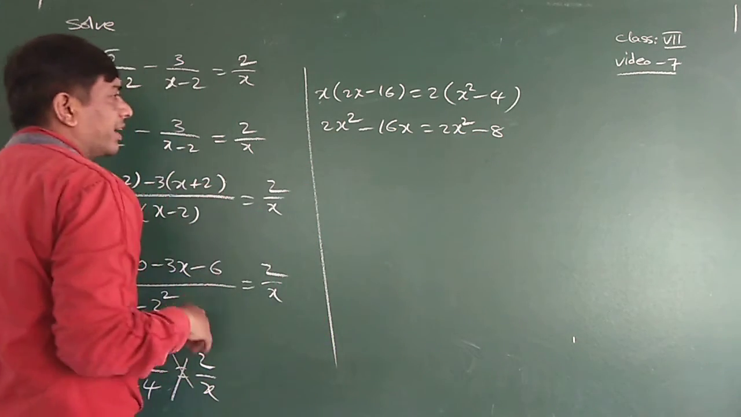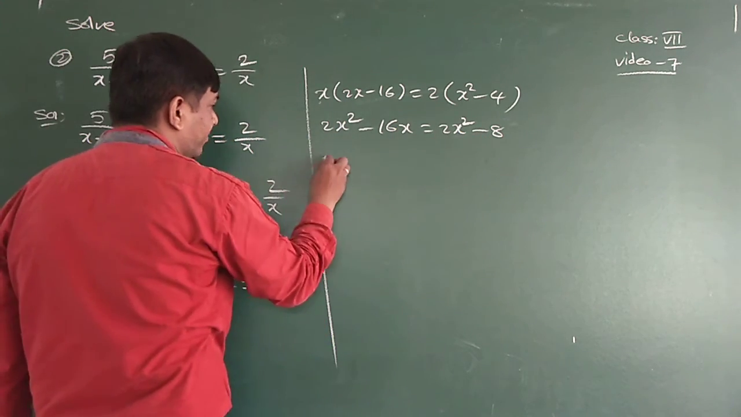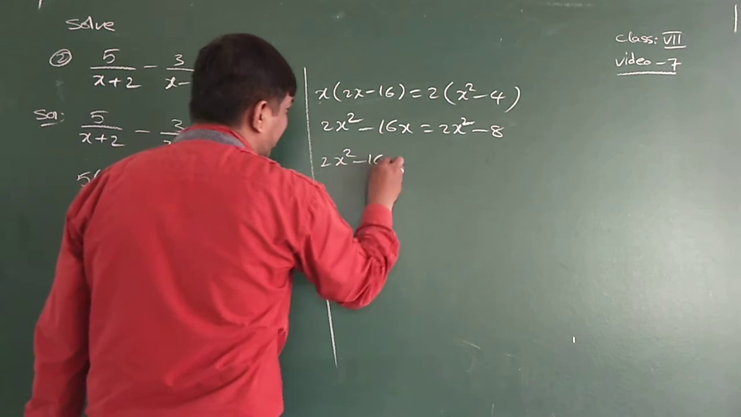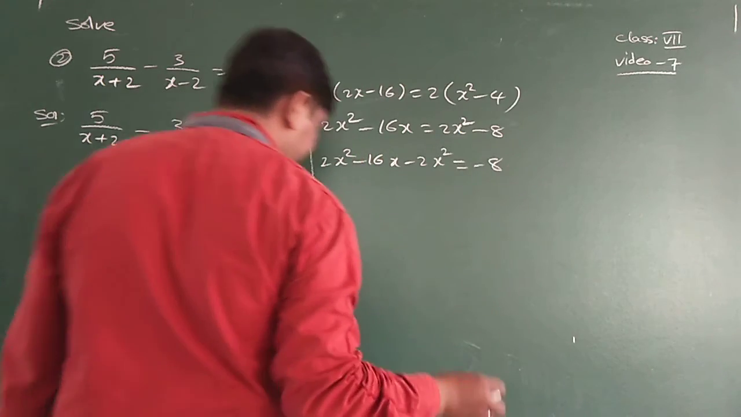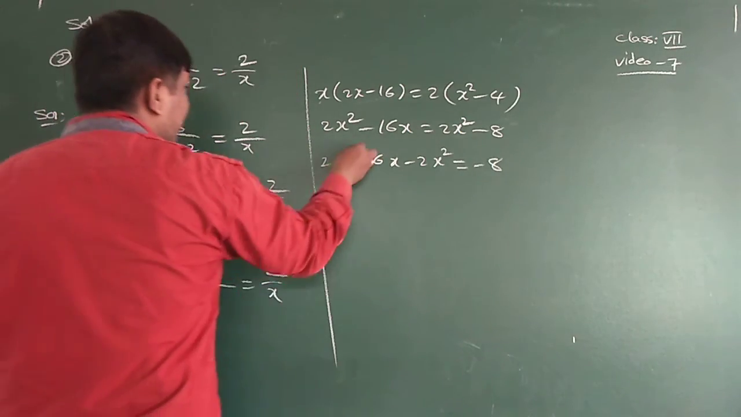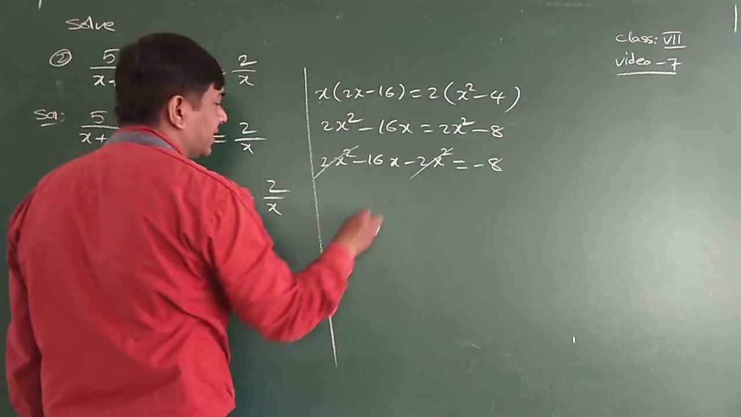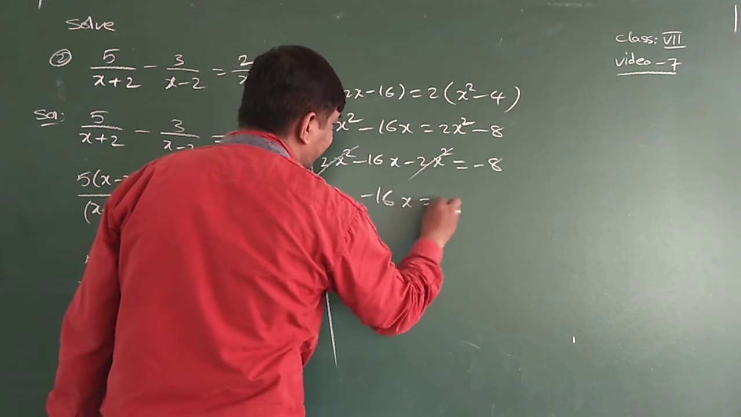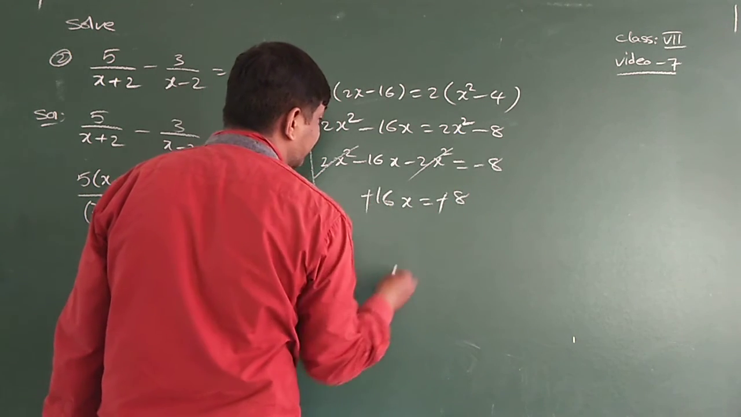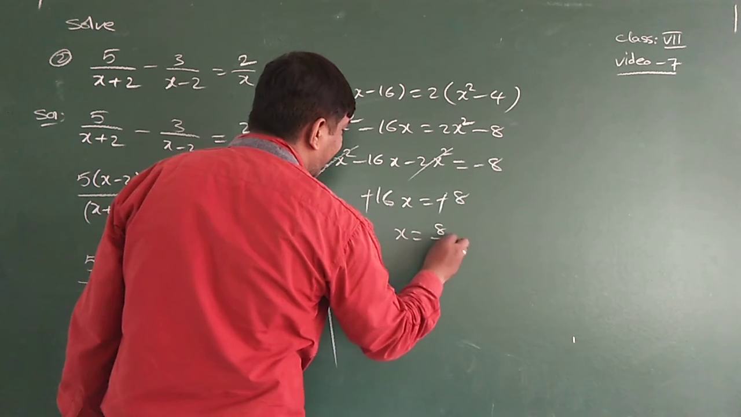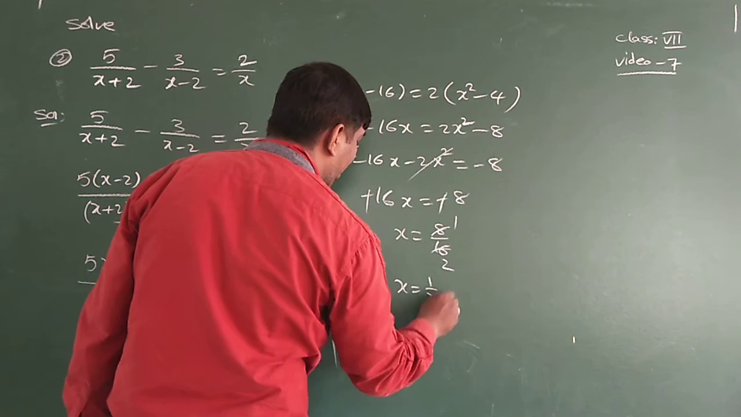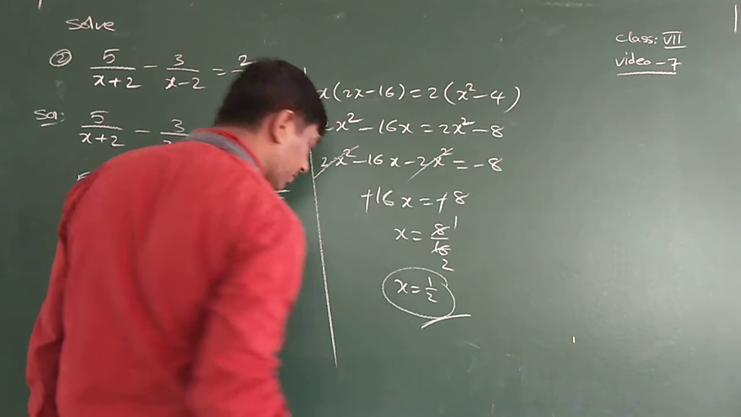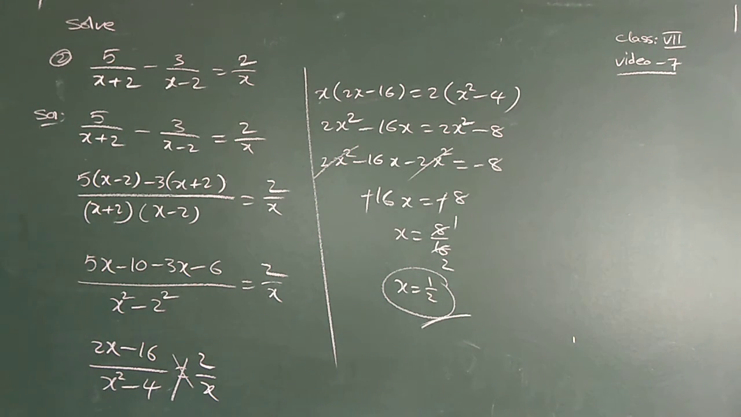Take the variable terms to the left side. Now 2x square minus 16x minus 2x square is equal to minus 8. The 2x square and minus 2x square cancel. Minus 16x is equal to minus 8. The minus signs cancel. x is equal to 8 by 16, and 8 1s are 8, 8 2s are 16, so x is equal to 1 by 2. Please write this down.